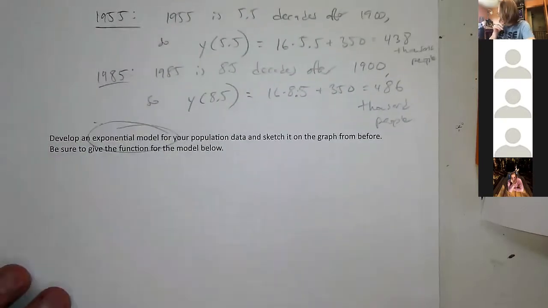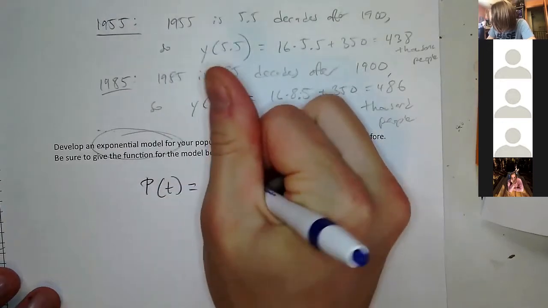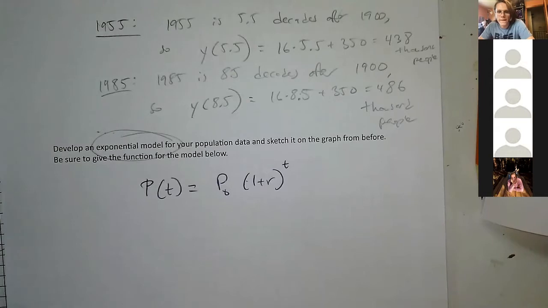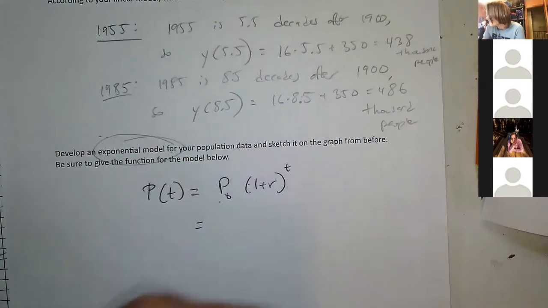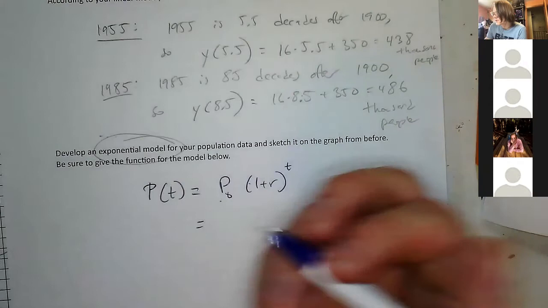All right, so let's go back. And let me write out my function. It's exponential, so we know it's going to look like this, right? P(t) = P0 (1 + i)^t. My P naught will be your initial population. For me, I'll do it as 352 or 300, I'll just do 350.